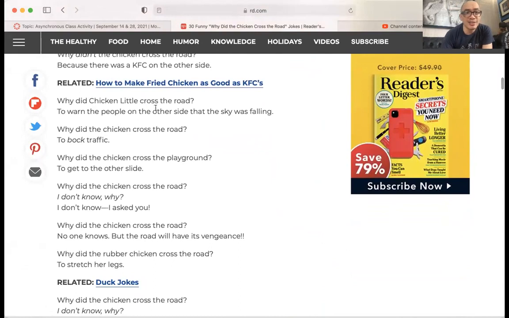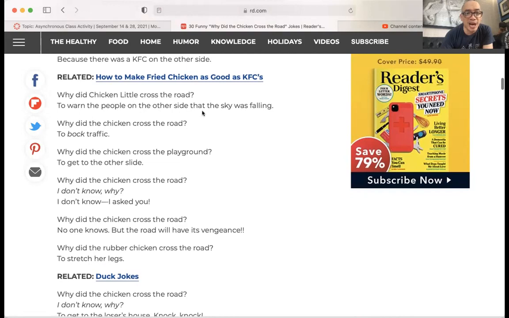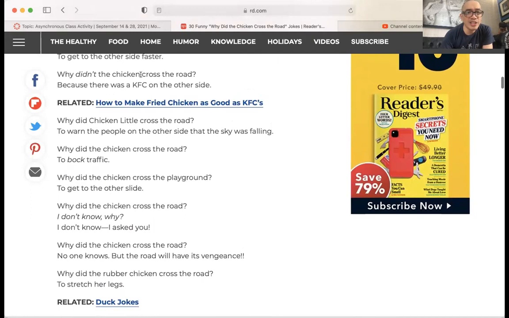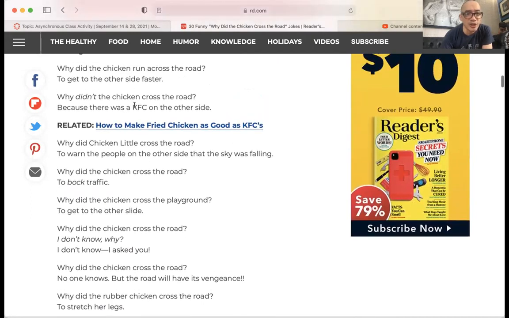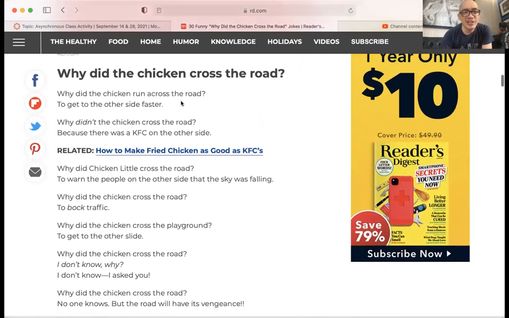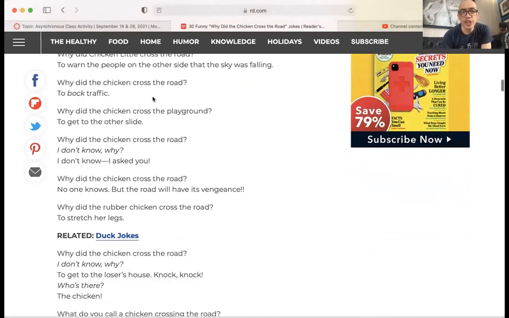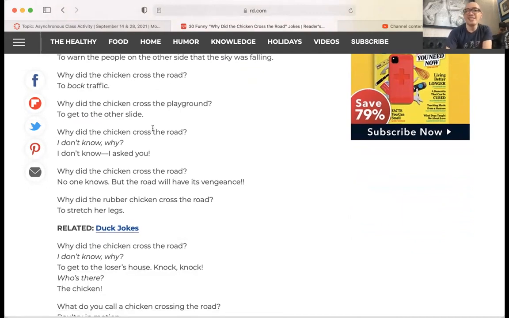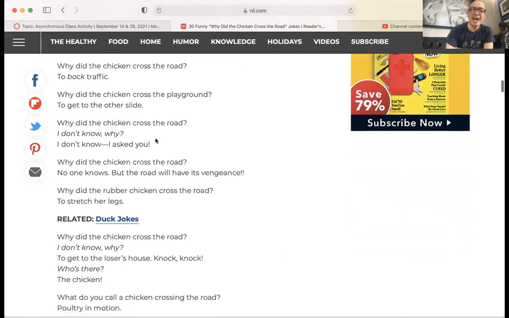Why did Chicken Little cross the road? To warn the people on the other side that the sky was falling. Or why didn't the chicken cross the road? Because there was a KFC on the other side. Or why did the chicken run across the road? To get to the other side faster. Or why did the chicken cross the road? To buck traffic. Why did the chicken cross the playground? To get to the other slide. Or why did the chicken cross the road? I don't know why. I don't know. I asked you.